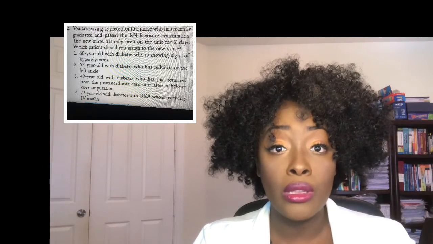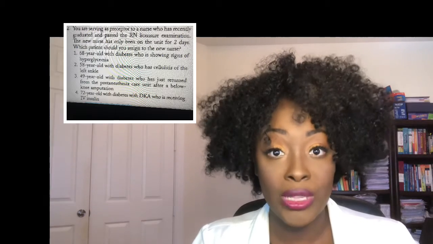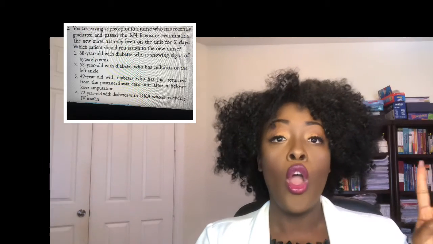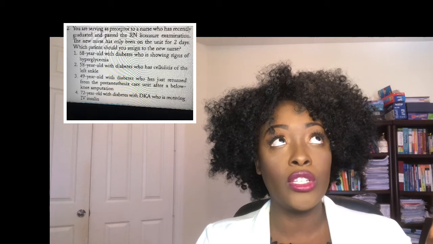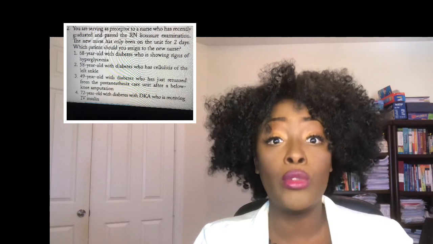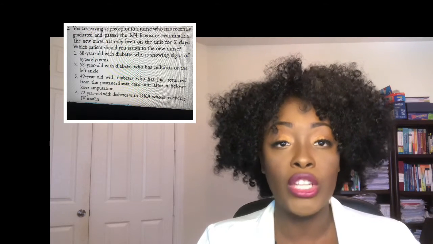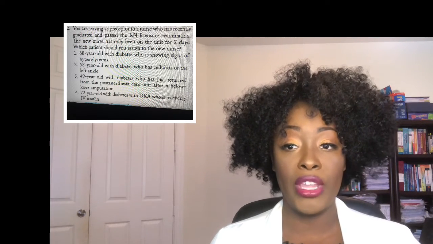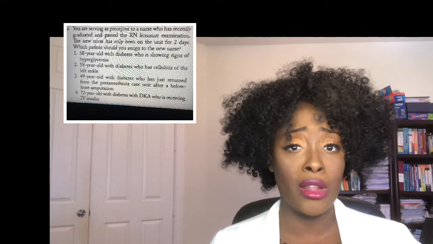If it's a brand new nurse who just got licensed, you're going to treat them like an LPN and give them the most stable patient. So I gave you the nurse to transfer to your unit, the brand new nurse, or student nurse. If you have a student nurse, you're going to give them the most stable patient. And in this situation, the patient that's diabetic that has cellulitis of the left ankle, that's the most stable. Let's look at our other choices.